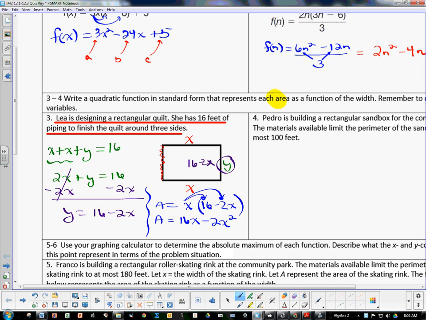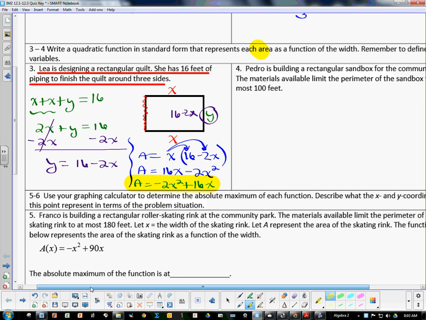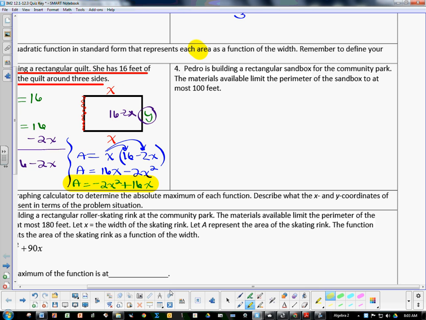Now it's not technically in standard form just yet. We have to actually write this negative 2x squared first. So here we go. Area is equal to negative 2x squared plus 16x. And that will be the final function that represents the area of this quilt and only dealing with 16 feet of piping. What do you think? Does that make sense, guys? Fantastic. Now, I can guarantee you that you can do this next one based on what we did on number 3.